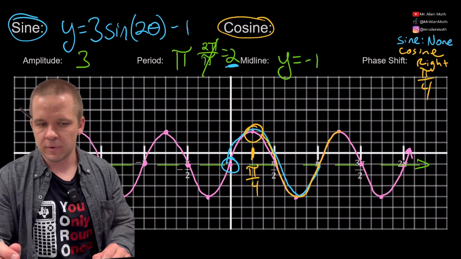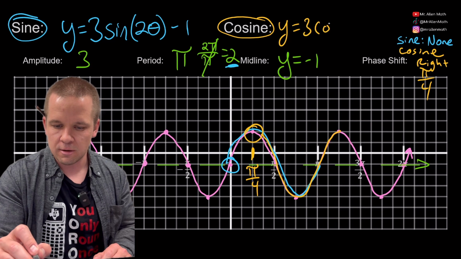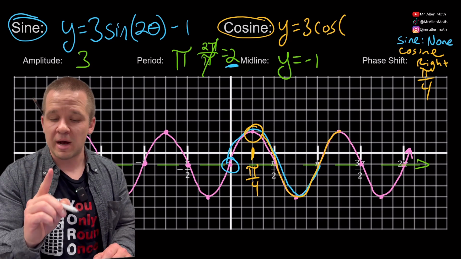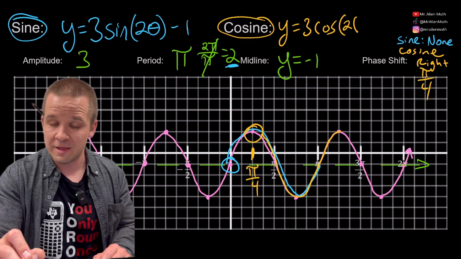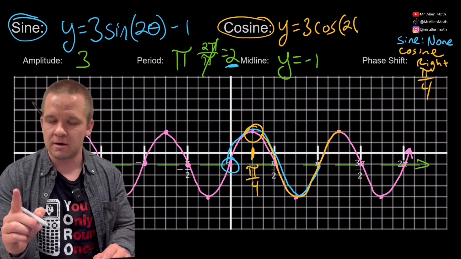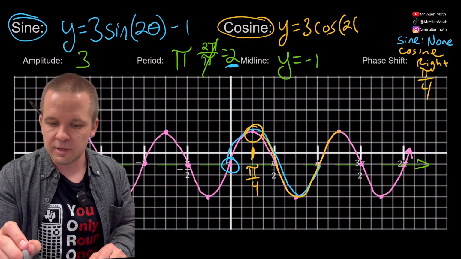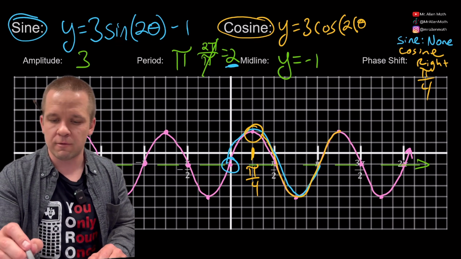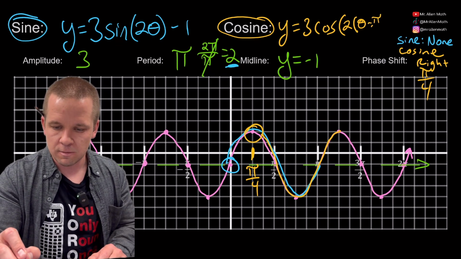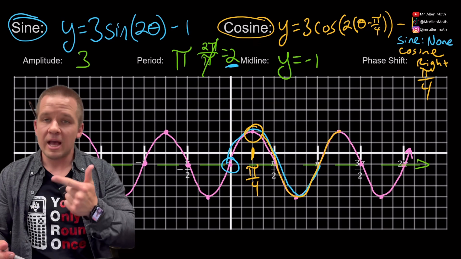How about cosine? Well, a lot of these parts are going to be the same. The amplitude is going to be the same here. It's going to be 3 cosine, but here I have my phase shift of pi over 4 to the right. So I'm going to do 2 parentheses. Make sure you put an extra set of parentheses here. Otherwise, the phase shift will be incorrect. It's got to be in this factored form to be correct. So I'm going to have theta, and then since we're going to the right pi over 4, we're going to do minus pi over 4, close, close, -1. So you'll see the amplitude, the period multiplier, and my midline.